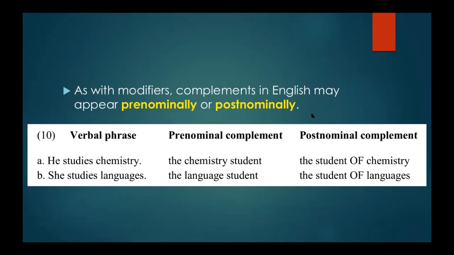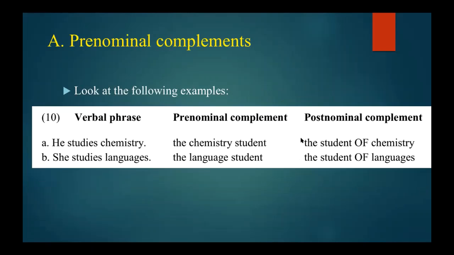Now, I want to draw your attention to one important thing. Look again, okay? Look closely again. From he studies chemistry, you make the chemistry student. But she studies languages. Why don't I say the languages student, but I say just the language student? Why do I delete the S here? Why is it just in the singular form? Any idea about it? No one? Okay.